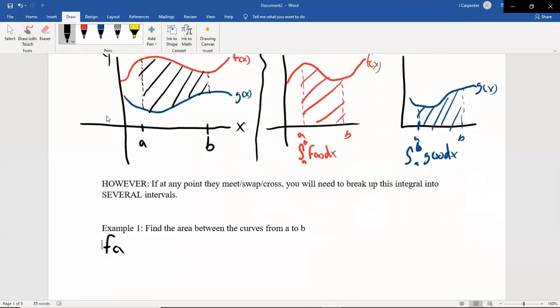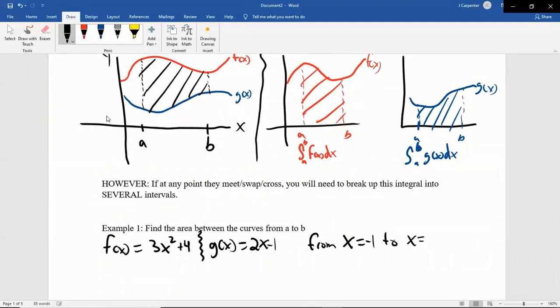And this will be f of x equals 3x squared plus 4. Then we'll have g of x is going to be 2x minus 1. And we're going to go from x equals -1 to x equals +2.